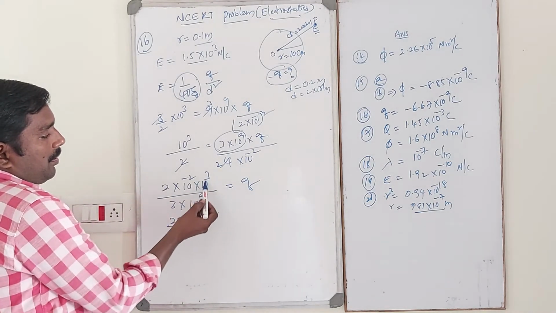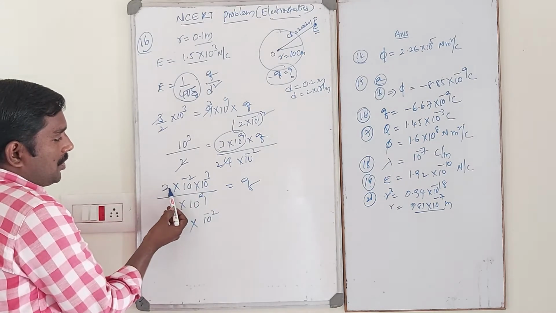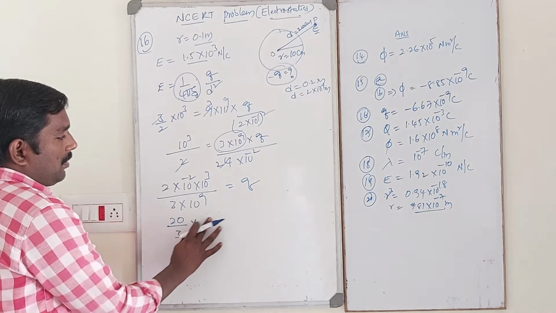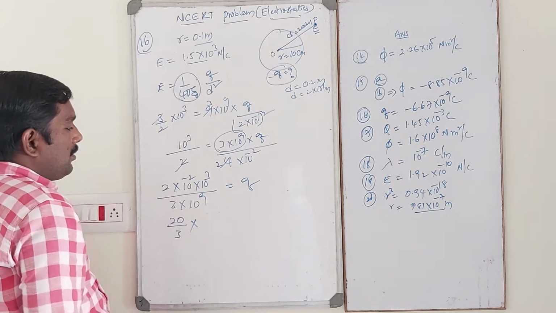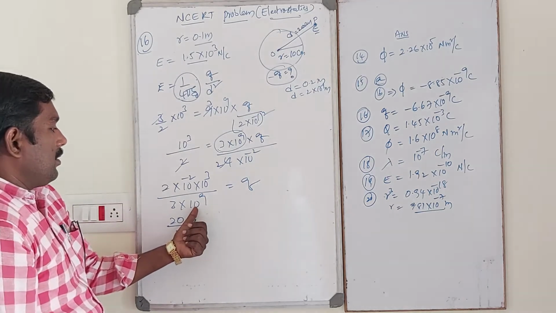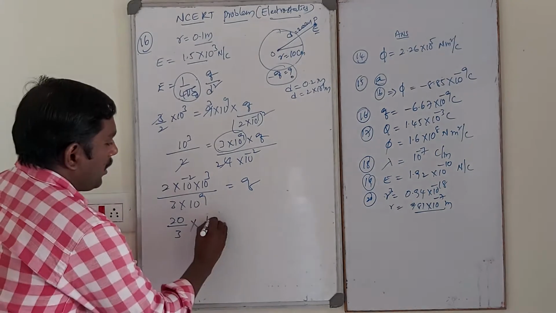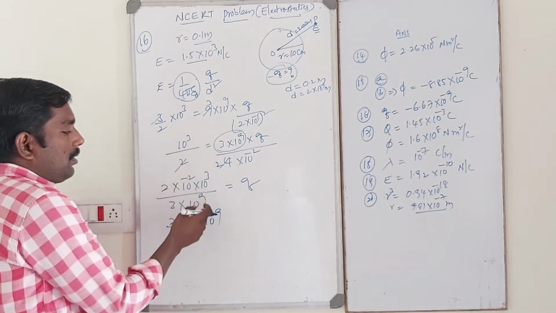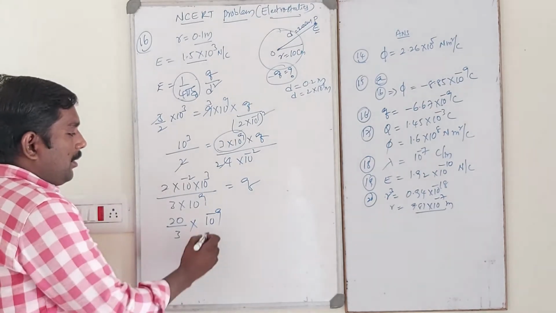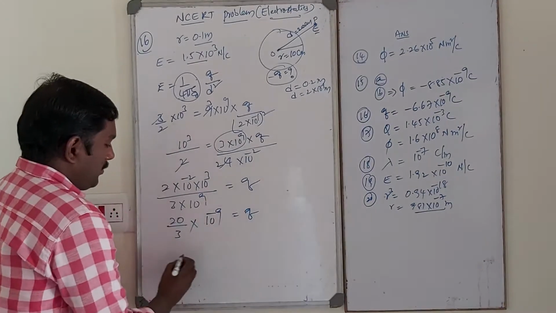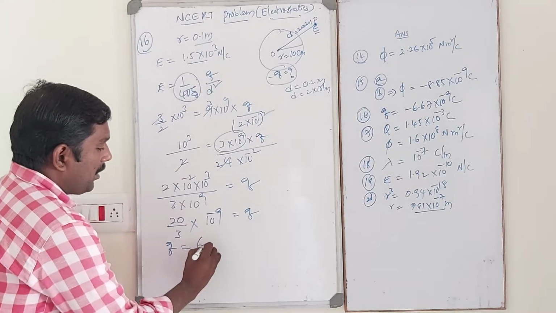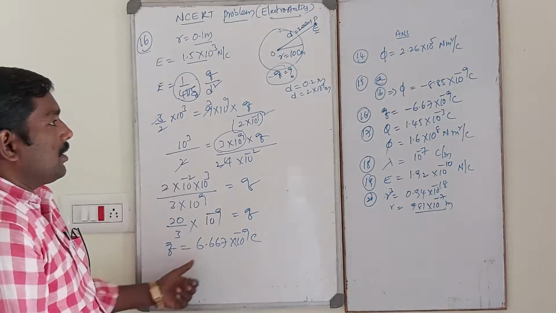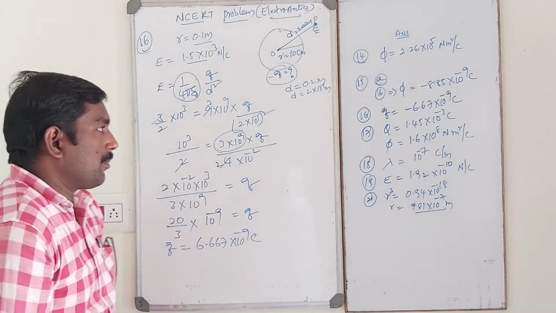So 10 power 3, I have taken one zero from it, then 10 power 2 remains. 10 power 2 and 10 power minus 2 cancel out. So remaining 10 power minus 9. See, 10 power 9, taking 10 power 9 from denominator to numerator gives 10 power minus 9. Then that is equal to Q. So Q is equal to 6.667 into 10 power minus 9 coulomb. So this is the value of Q.